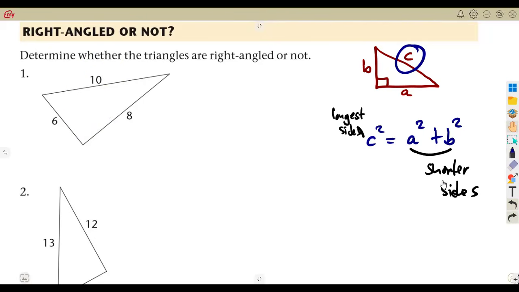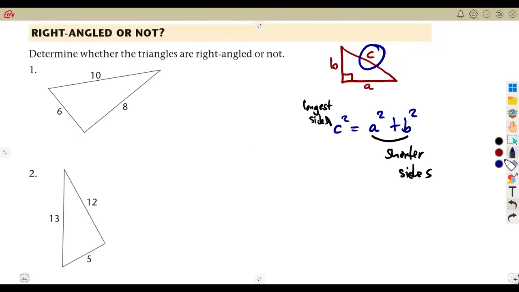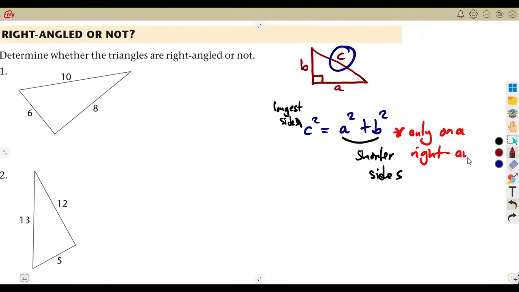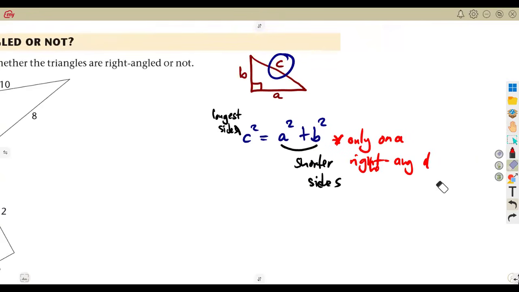What is the longest side? Test with that longest side. If it is truly equal, therefore it is what? A right-angled triangle. This can happen only on a right-angled triangle. If it is not a right-angled triangle, guys, we cannot use this. All right, here I just shifted some of these. Or say it only works on a right-angled triangle.